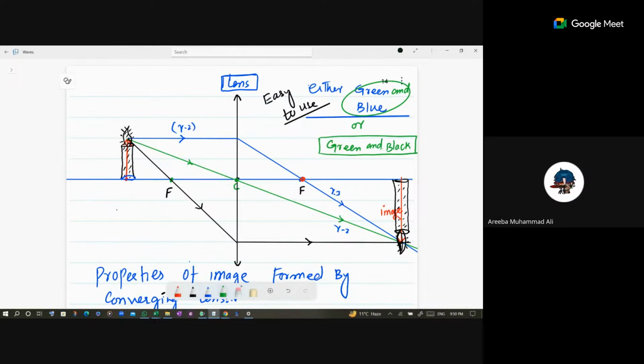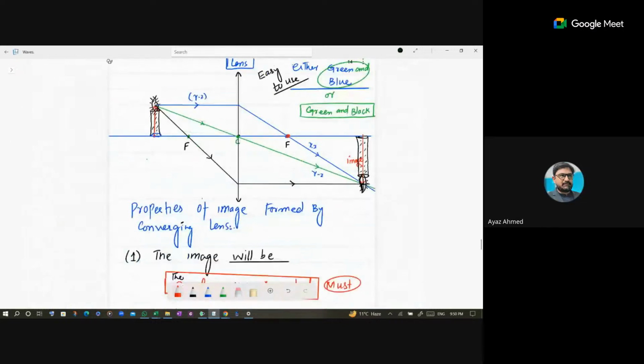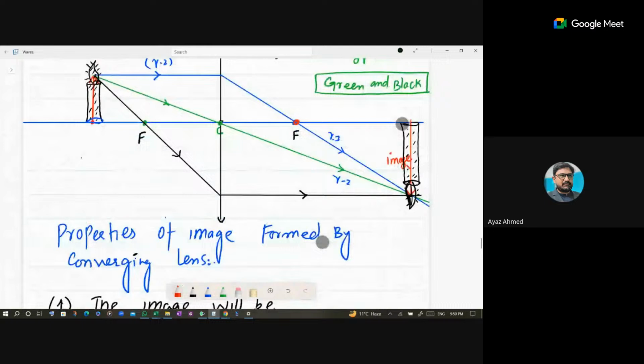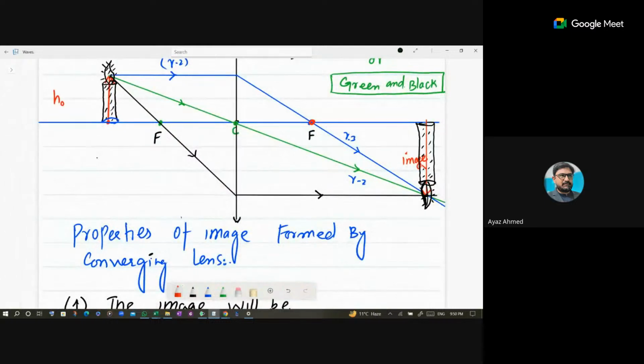Sir, I'm quite sure it's a little bit enlarged. Yes, exactly, 1 centimeter enlarged, because the height of this object is 2 centimeter, and the height of the image is 3 centimeter. So what is the magnification over here? Magnification is height of image divided by height of object. So it is 3 divided by 2. It is 1.5 times.